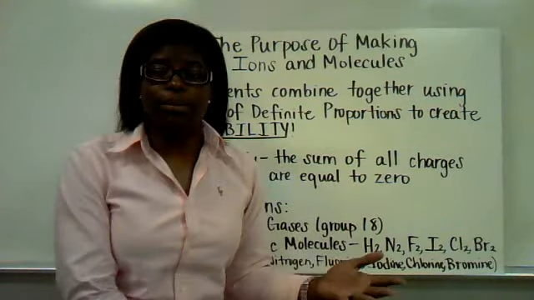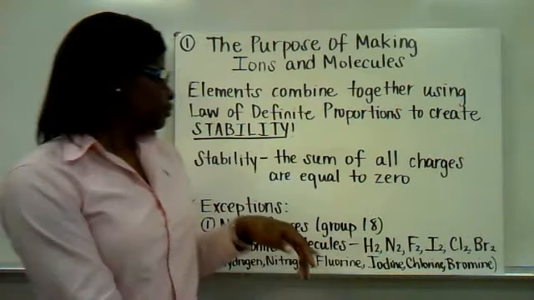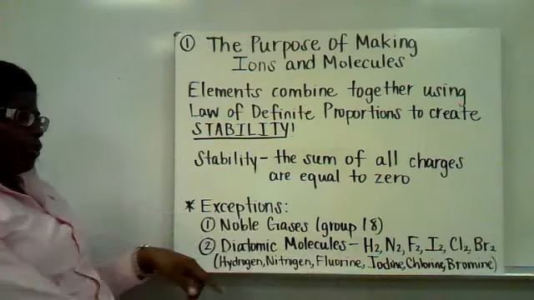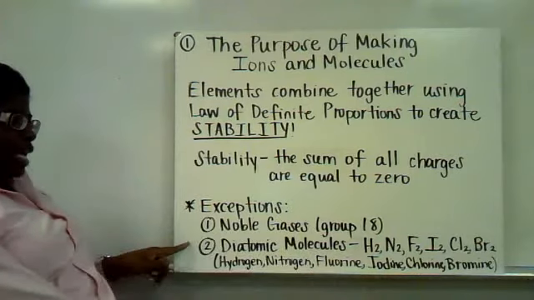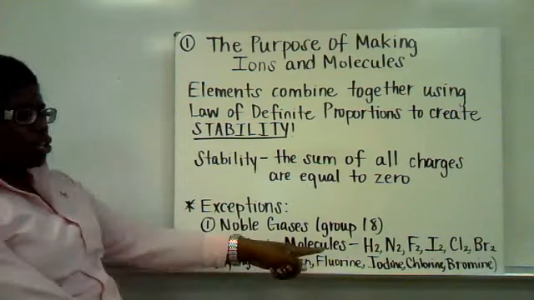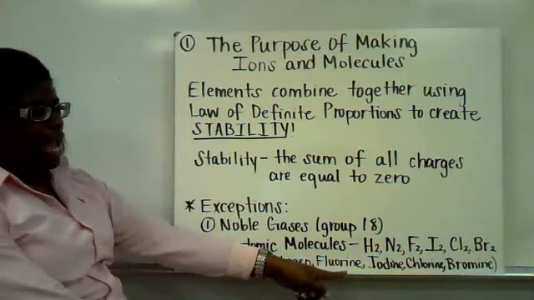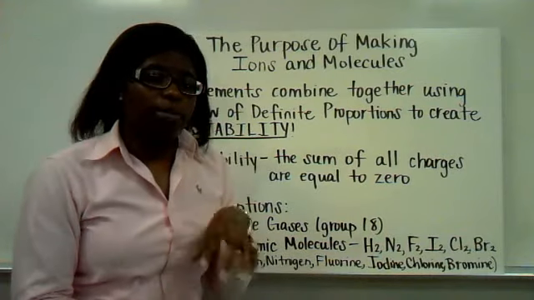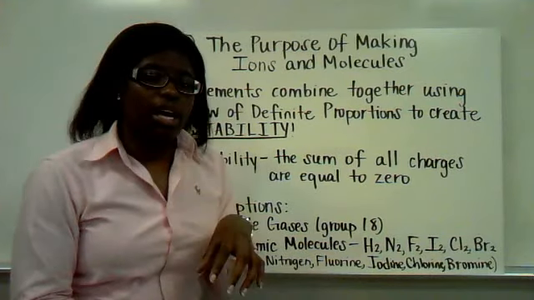The exceptions to these rules include the noble gases, which are group 18 on the periodic table, and the diatomic molecules, which include hydrogen, nitrogen, fluorine, iodine, chlorine, and bromine. And it's only when these elements are bonded with themselves that they are a part of the exception.